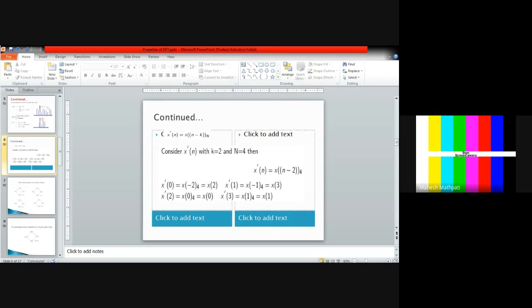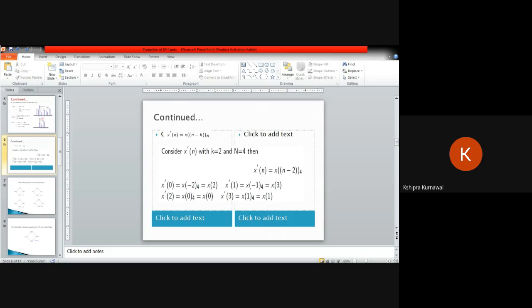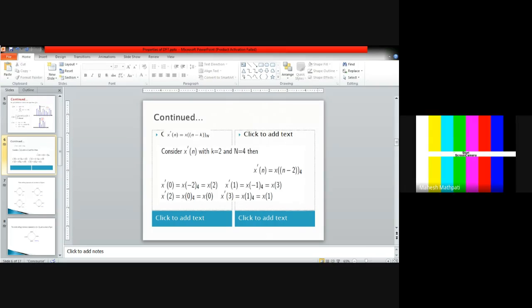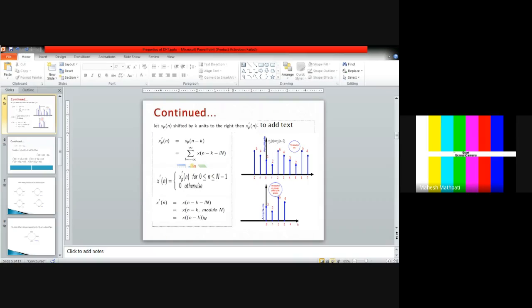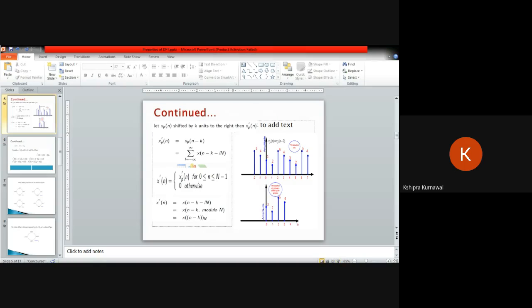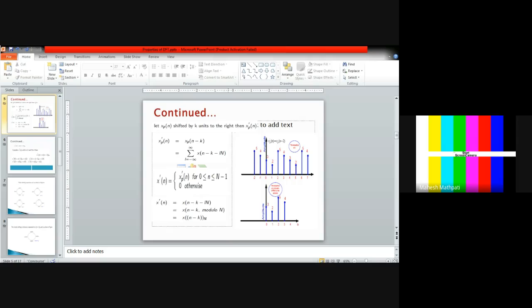Hello? Yes, sir. What is the value of x of 2? 5, according to the diagram. No, it's not 5. It is 5, 4, 3, 2 is there, no? 0, 1, 2, 3. The x of 2 is 3. Okay. Then next, if I take x dash of 1, which will be equal to, so what will I write?